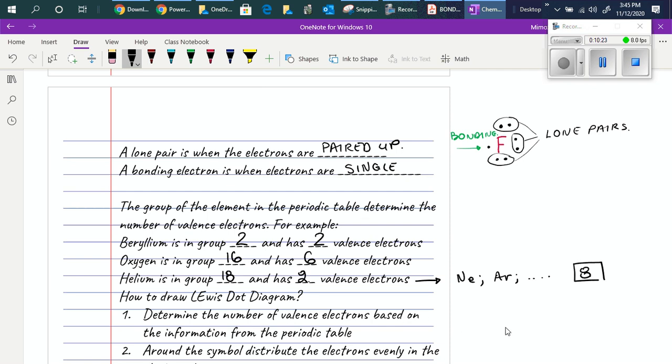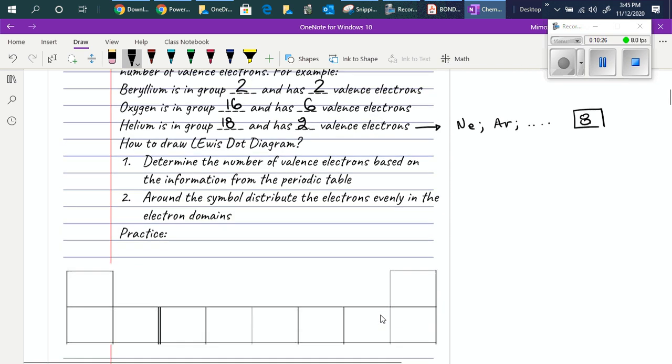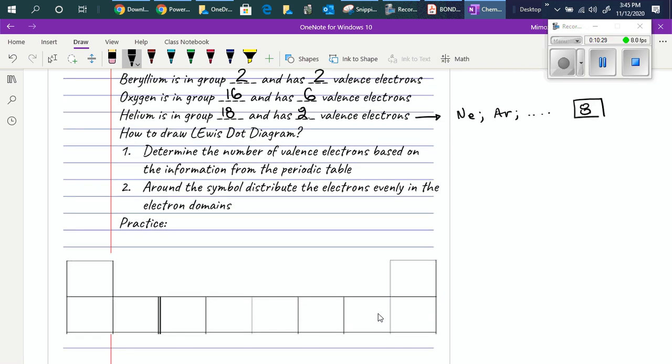Okay, so now let's see how we can draw. This is kind of a review from Science 10. So here you will draw the valence electrons for helium, lithium, beryllium, and so on. This was hydrogen. Helium is here, neon is here, and then we'll go fluorine, oxygen, nitrogen, carbon, and boron. Okay, so I'll stop here, and then you can draw the Lewis dot diagram for this, and I will do it in class.